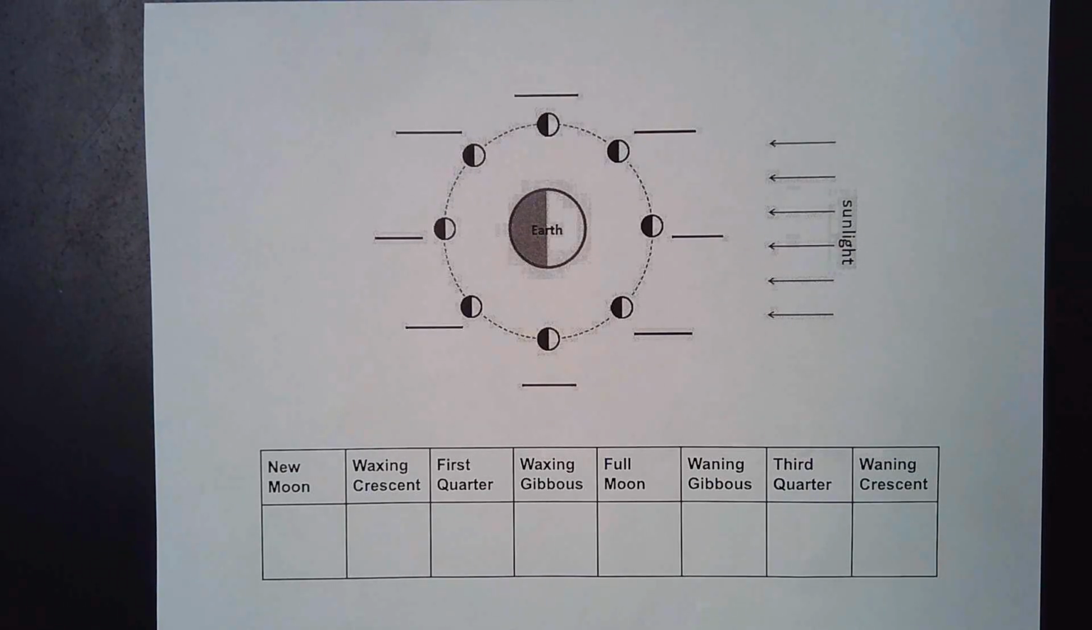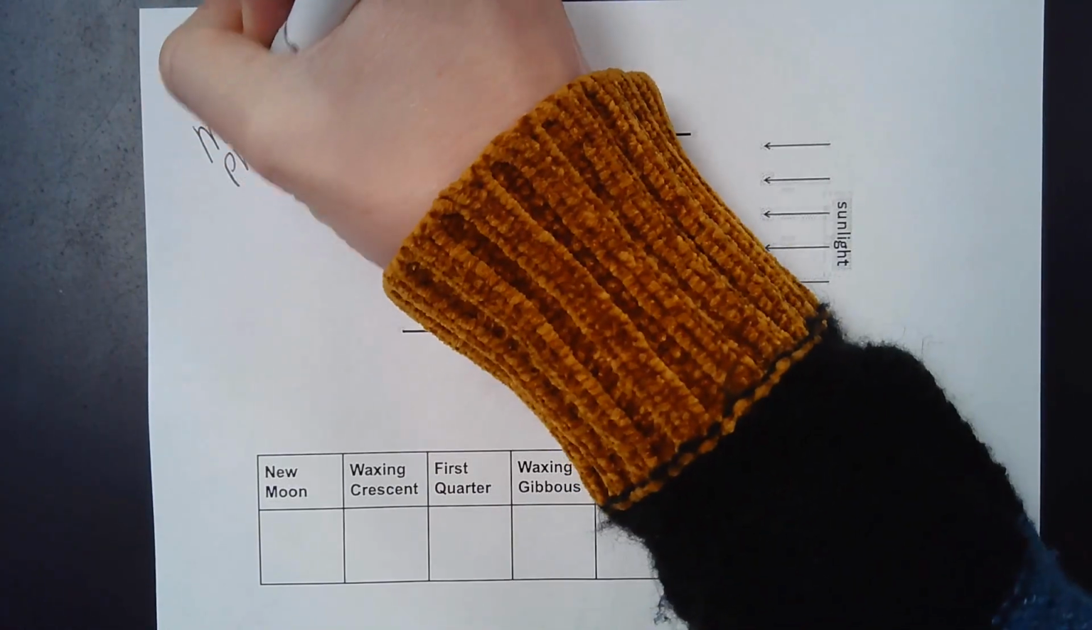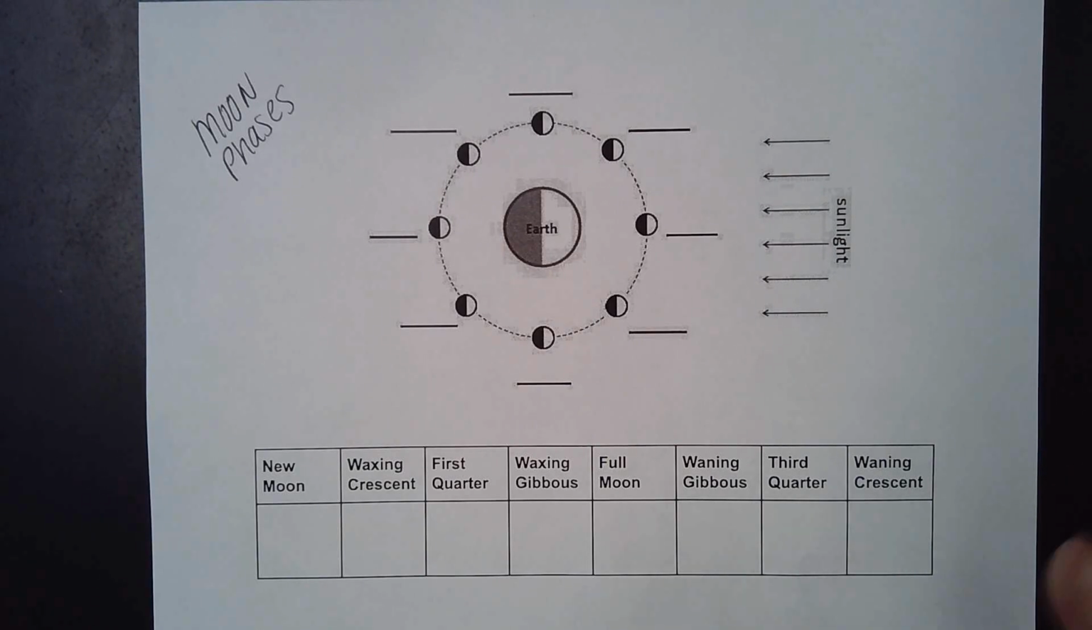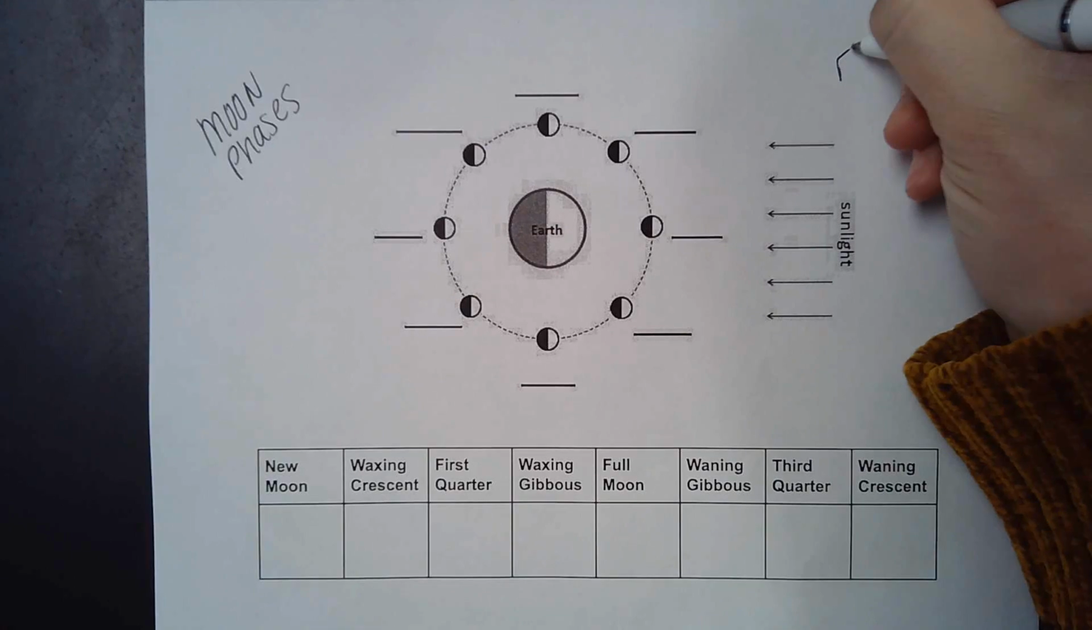All right, this lesson is all about moon phases, which is just the different ways that a moon can look from Earth. And so we're going to look at this from two different perspectives. The top part is from space.